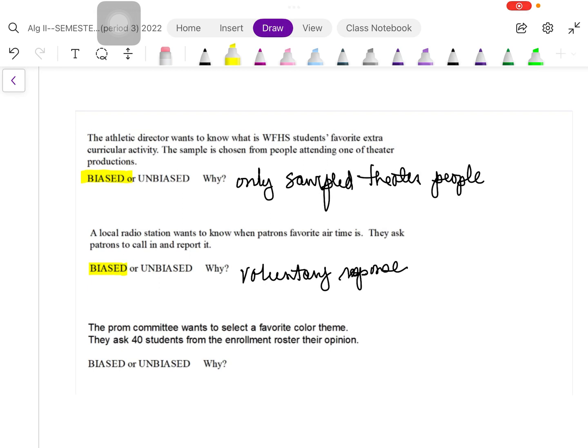The prom committee wants to select a favorite color theme. They ask 40 students from the enrollment roster their opinion. Is that a biased or unbiased sample? That would be unbiased because they randomly selected 40 people off of the roster, not in any order.